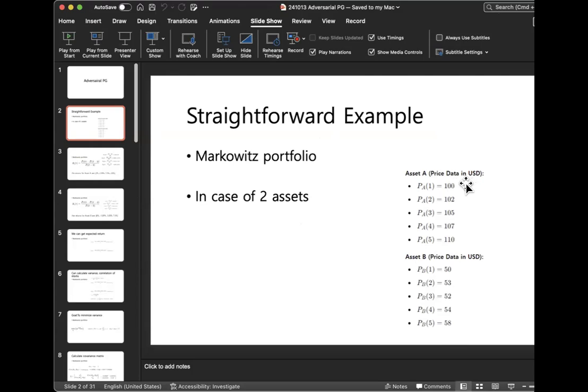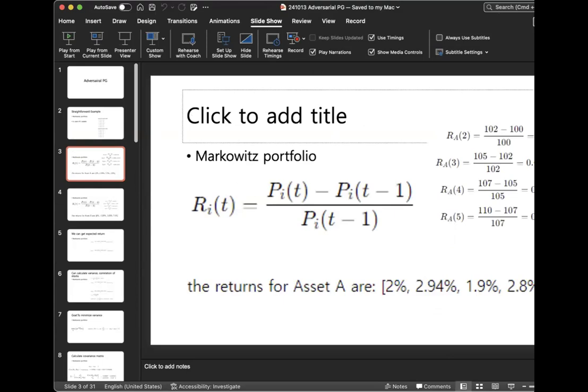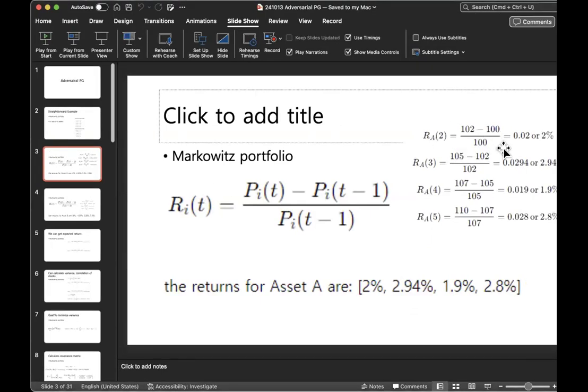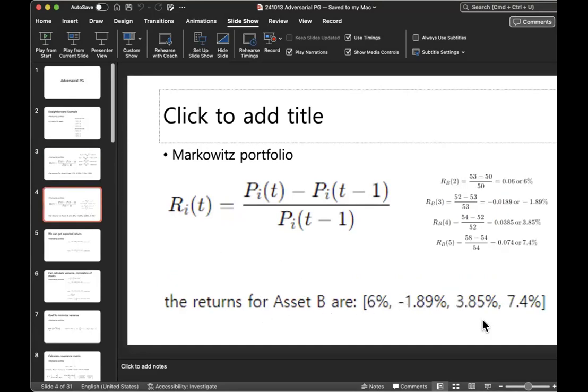Asset A's price starts from 100 and goes to 110, and asset B's price starts from 50 and goes to 58. Then we can easily calculate each day's difference, and then each day's percentage, the fluctuation of each day. The returns for asset A are 2%, 2.9%, and so on, and we can make one vector. For asset B, we can do the same thing and make another vector.